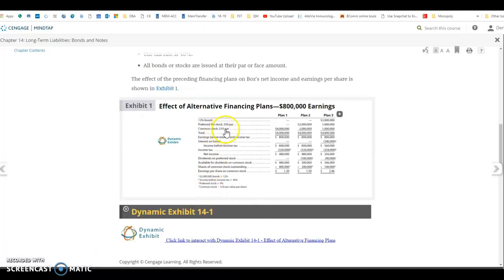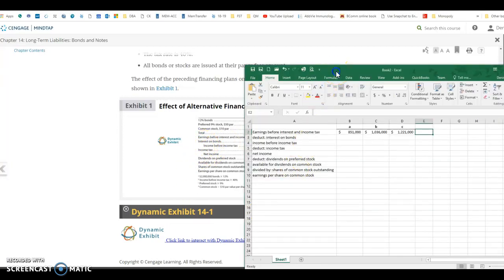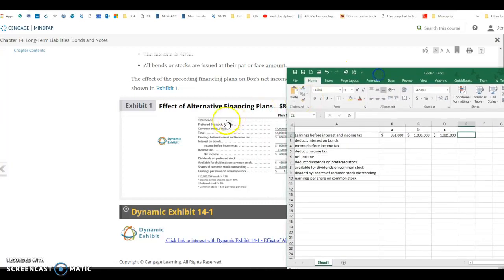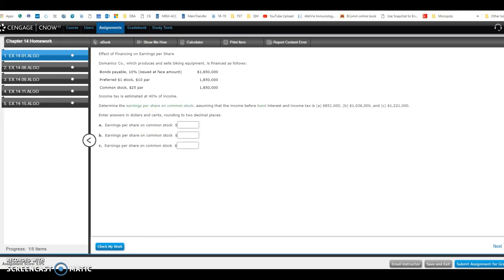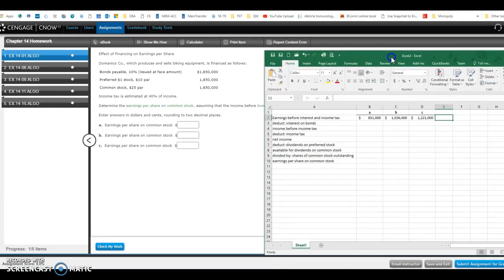Okay, if you were to look in your textbook on how to calculate earnings per share, you can see it gives us 3 plans that we're looking at here. But what I'm focusing on is making sure you understand that this matches. We're starting out with earnings before interest and income tax, just like here. We've got interest on bonds, income before income tax. We're going to deduct the income tax, etc. So this is based on how the book is telling you to do it as well. So let me come back over here, bring our Excel spreadsheet up.